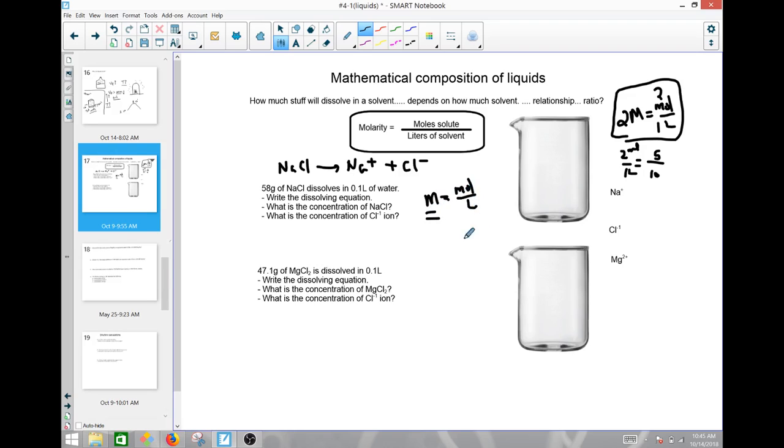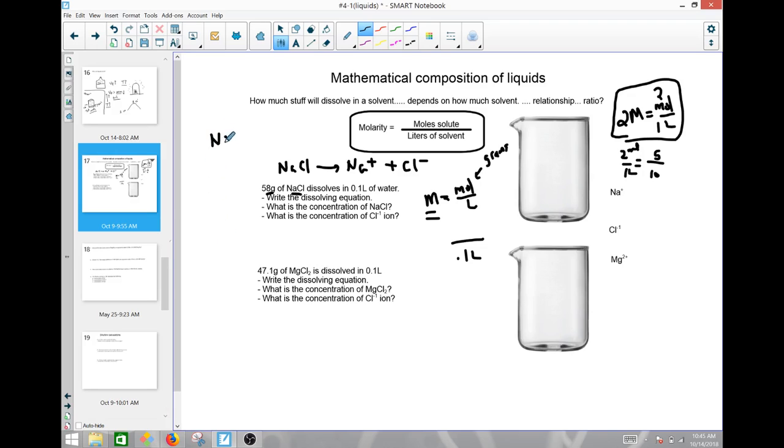So I'm looking for this. I've got to find these two things. The volume is 0.1 liters. Now I've got to find my moles. Well, I don't have the moles. It's not provided for me, but I do have the mass, and I have the formula, which allows me to flip from grams to moles. So let's do that first. How many moles is 58 grams? Well, I don't really know that, but I do know how much 1 mole is. So here comes the proportion.